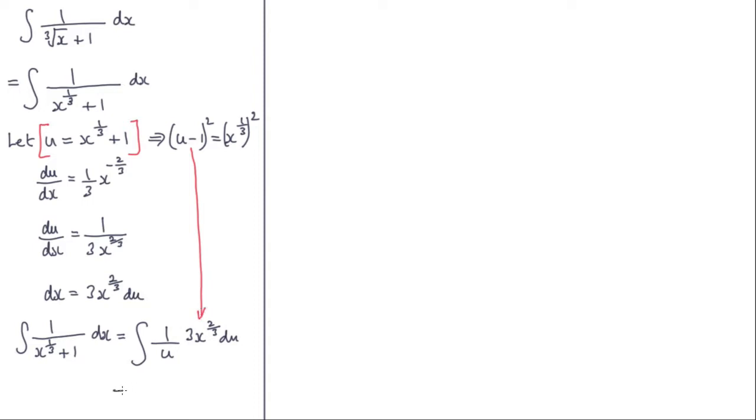So rewriting this, let me just take this 3 outside the integral. So we have 3 integral 1 over u, and x to the power of 2 over 3 is now u minus 1 all squared, with respect to u. So we've got 3 an integral. Let me just expand these brackets here. So we've got 1 over u multiplied by u squared minus 2u plus 1 with respect to u.